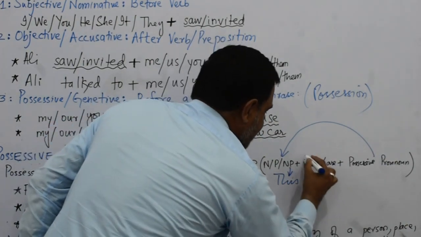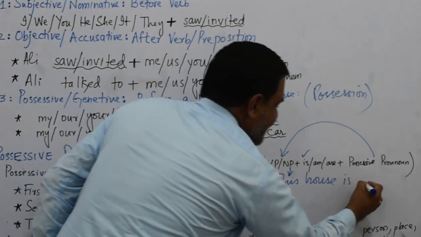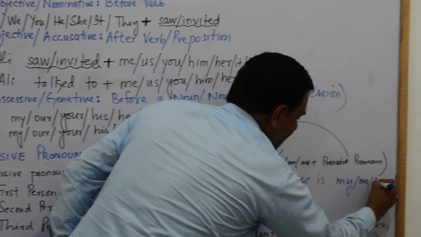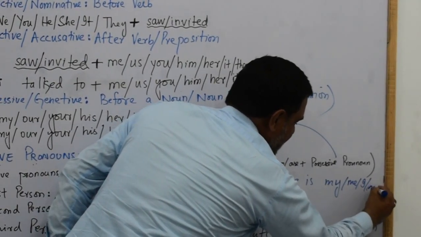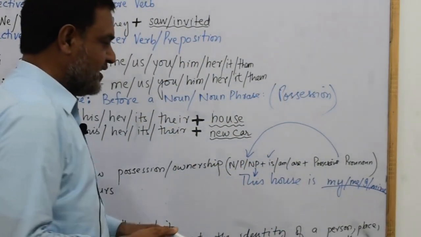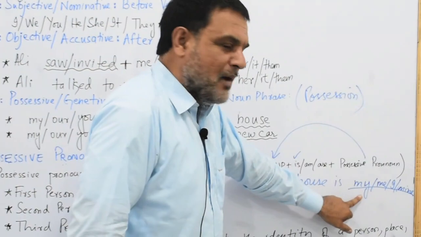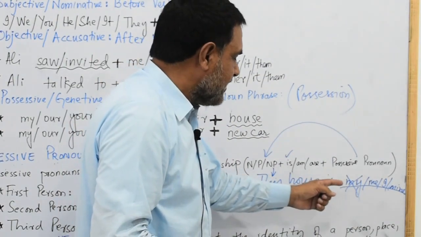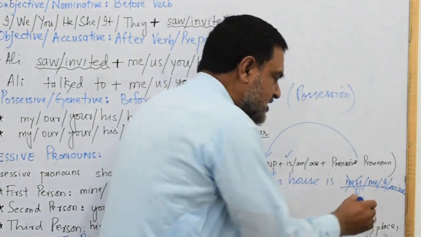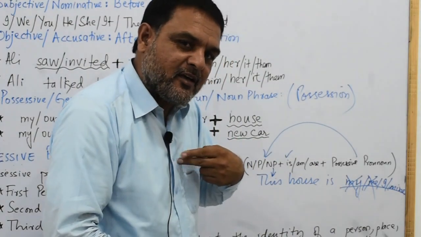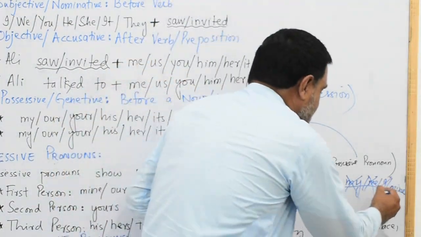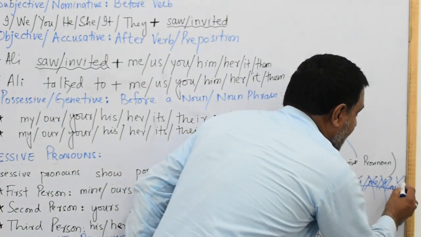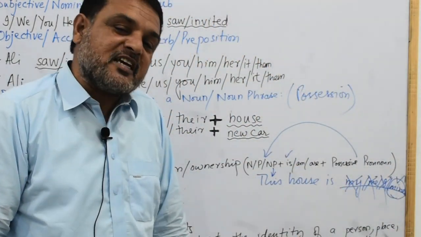This house, and then I'm going to use is, and then my, me, I, or mine. So I have used all the versions of I. This house is my, correct? No, it's incorrect. ये घर मेरा है, incorrect. This house is me, no. This is also incorrect. This house is I, no, this doesn't show possession. This is also incorrect. This house is mine, yes, this is correct. So this will be called a possessive pronoun.